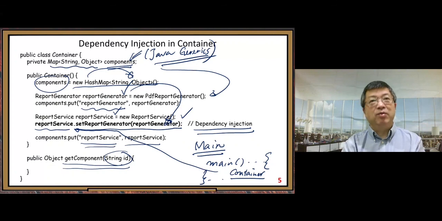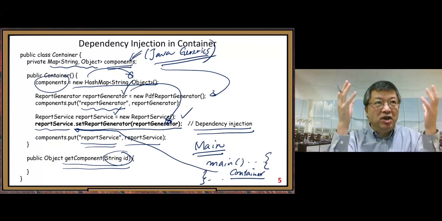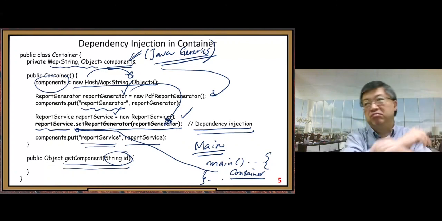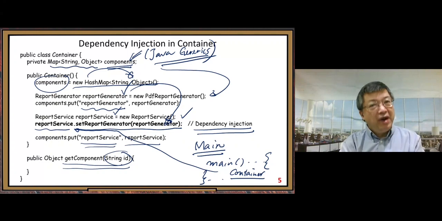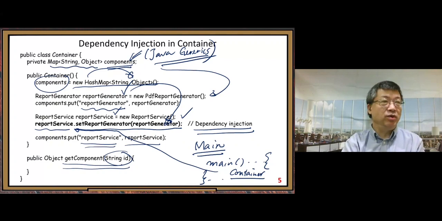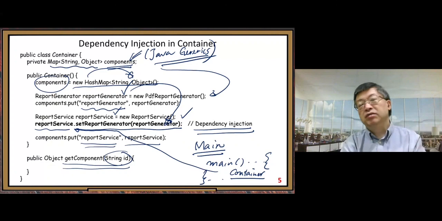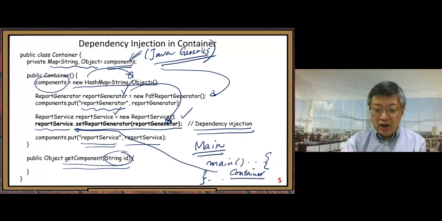In this example, we use the dependency injection design pattern. A further analysis we will do in our next video. We will do more discussion and another round of improvement. All right, so let me stop this video first.